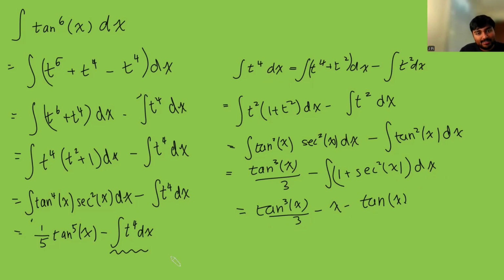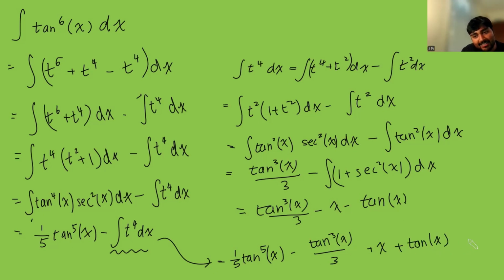So now we can sub this in over here. This is going to be 1/5 tan to the 5x minus tan cubed x over 3 plus x plus tan of x, and then plus a constant c.